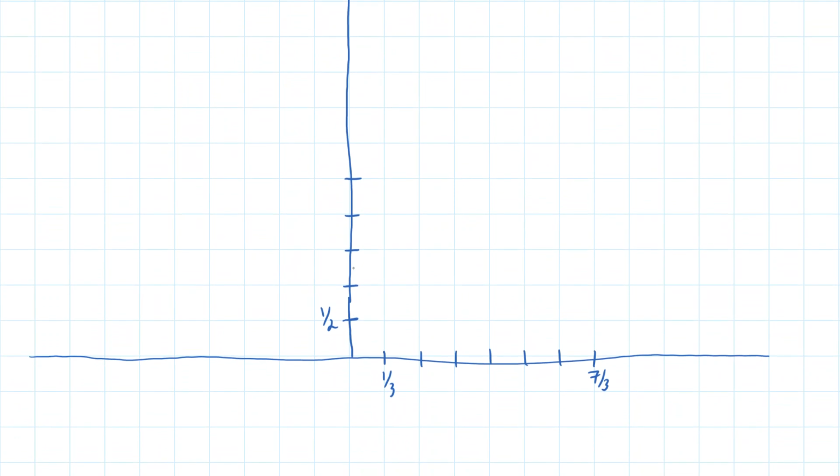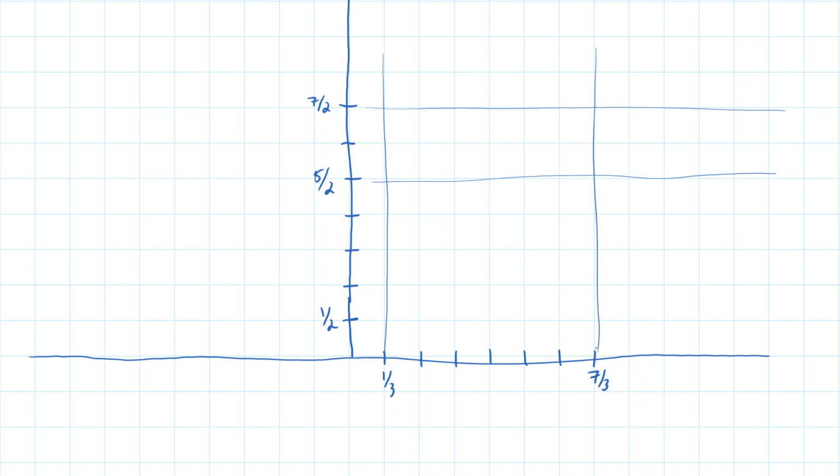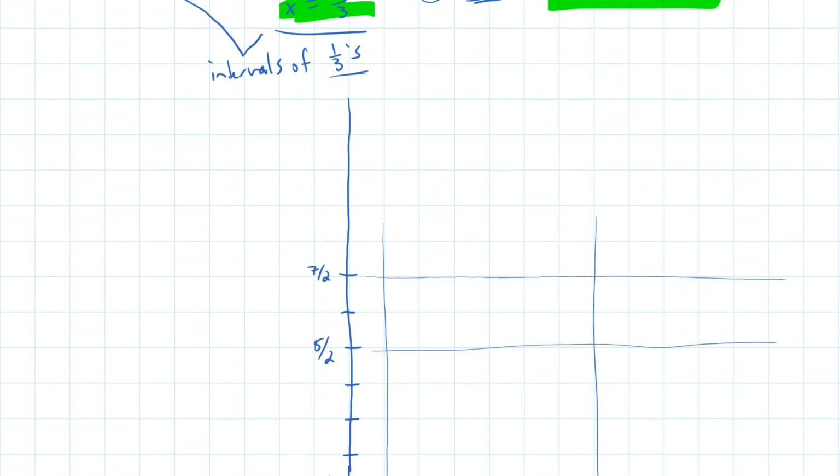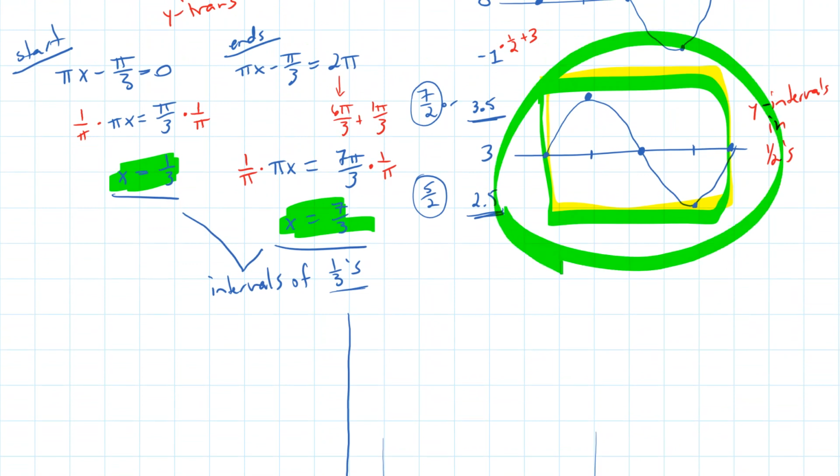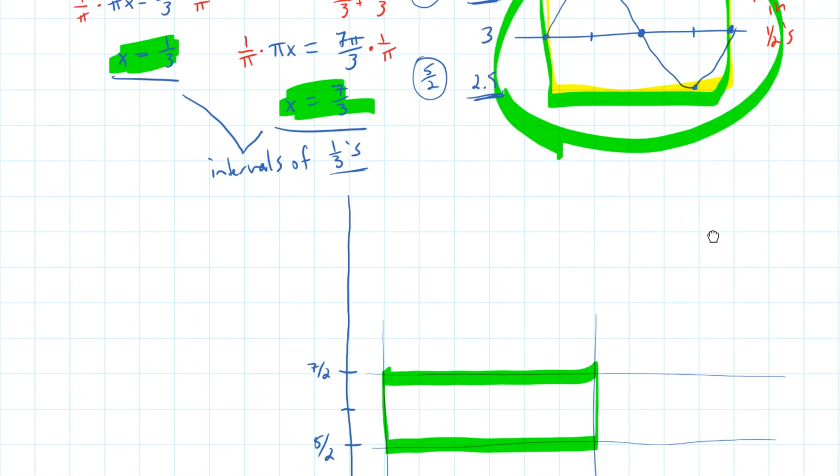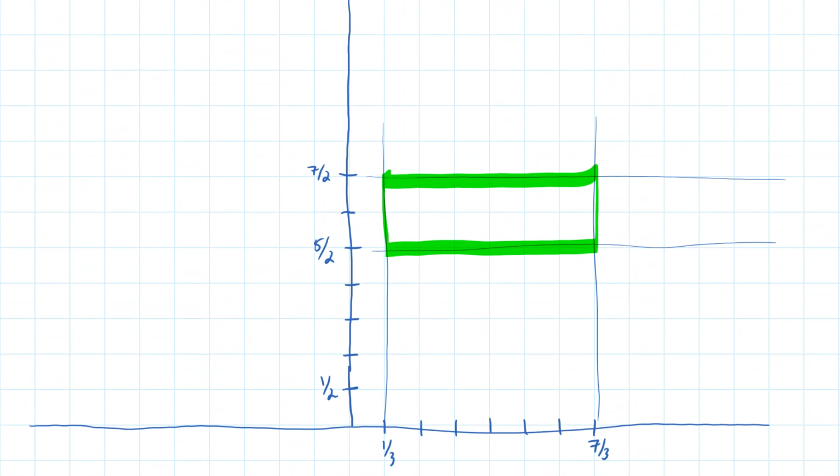So 1/2, 2 halves, 3, 4, 5 halves is here. That's the bottom of my graph. 6 halves, 7 halves. That's the top of my graph. So I know that my cycle is going to be within this band between 5 halves and 7 halves on the y-axis, and it's going to be in this band on my x-axis between 1/3 and 7/3. So what I'm looking at is putting my shape within this box here to match the shape that I had up here. Okay, so I need to graph a sine function in this new box.